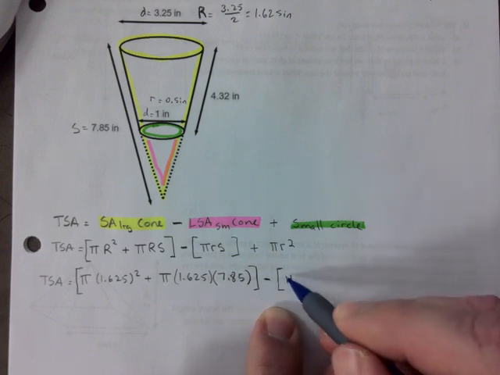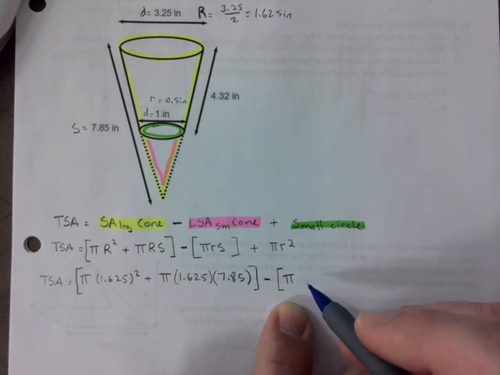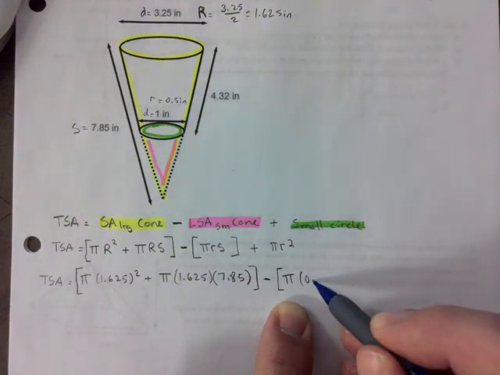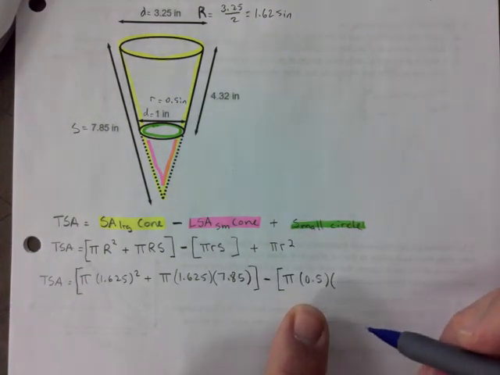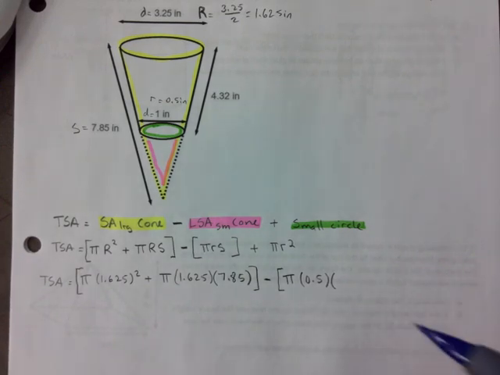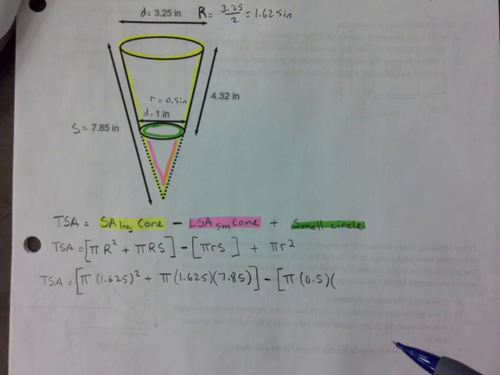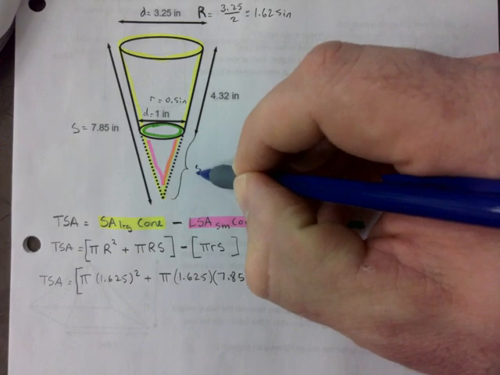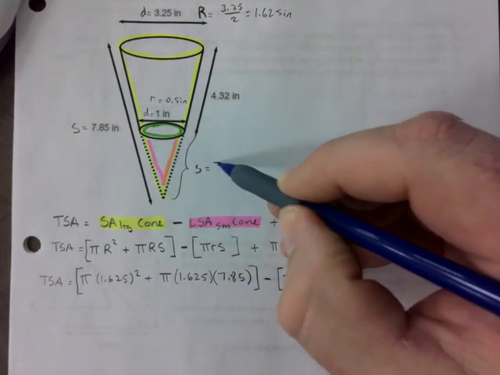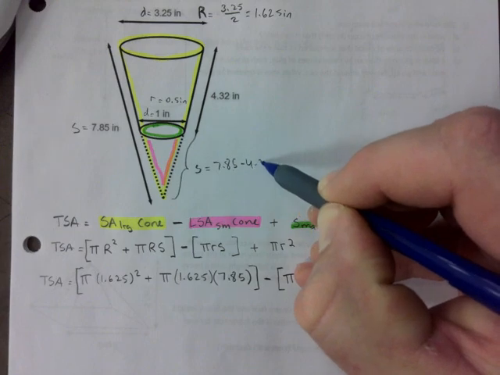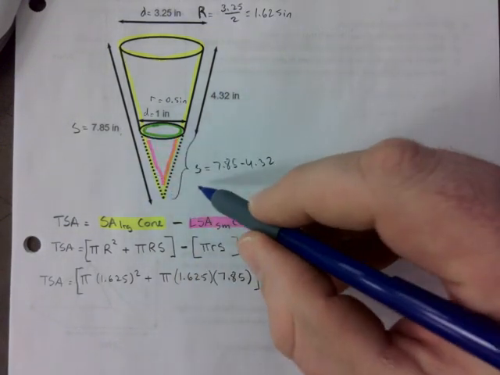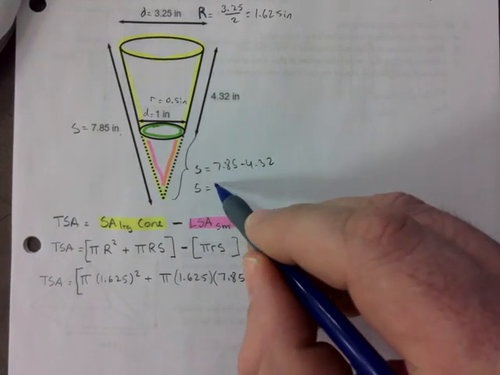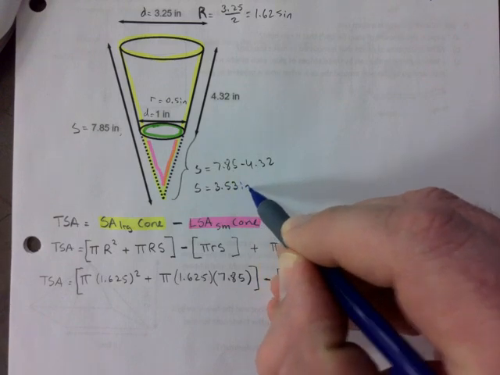whatever works for you. So pi r, the radius of the small one, because we're now looking at the small cone, we're using 0.5. And the slant, do we know the slant of the small cone? Not yet. Not yet, right? We can find this. This is slant small, right? We go 7.85 minus 4.32. We subtract this from the long one, so that is 3.53 inches. Okay.